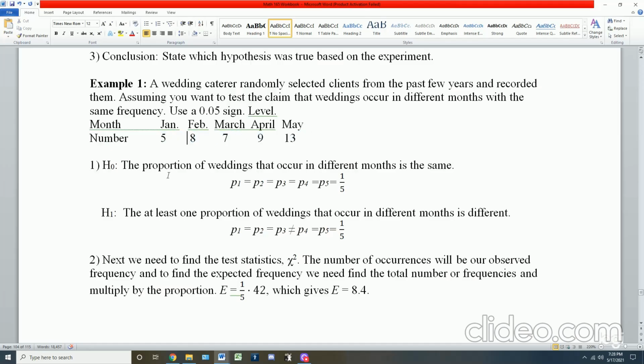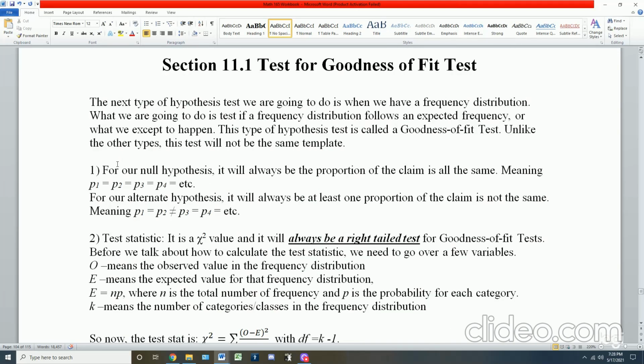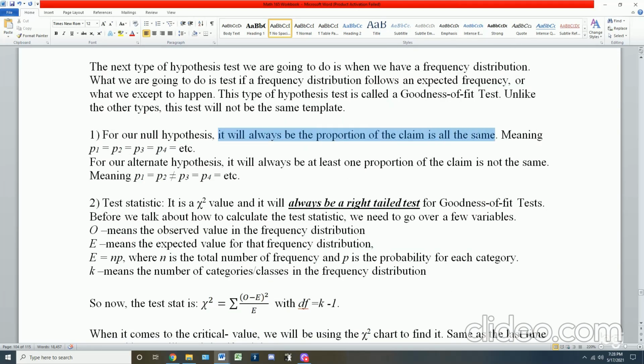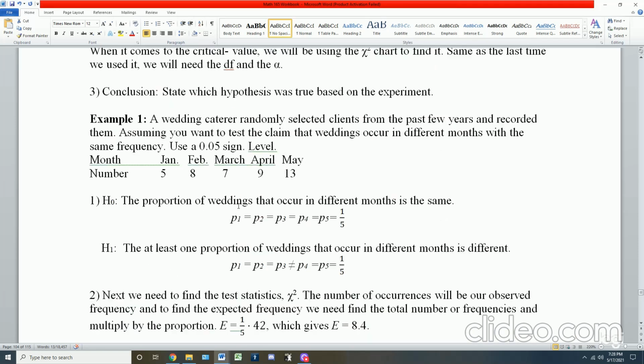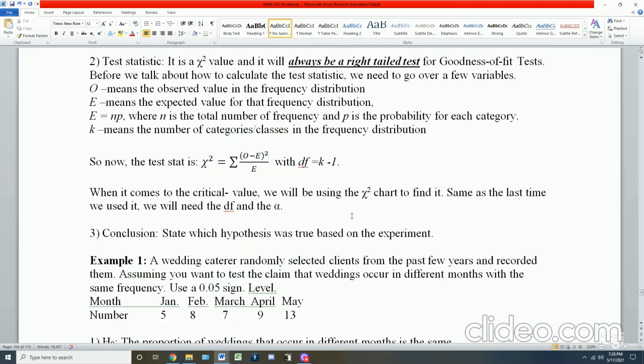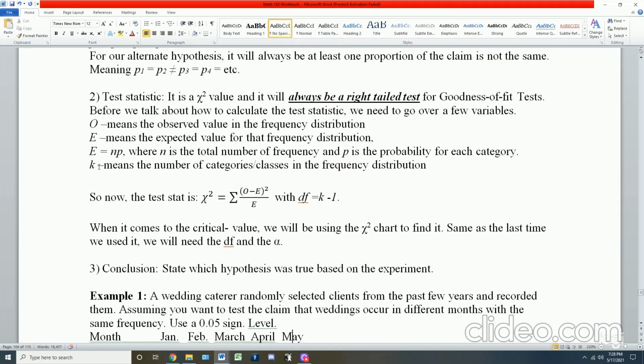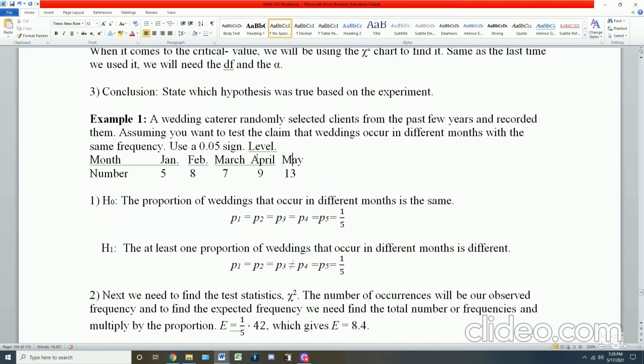Okay, so for our null hypothesis, we go back. It says we're always assuming the proportions are the same. So we're going to be assuming the proportions of weddings that occur in different months is the same, 20-20, so forth down the line. And in this case, since we have 1, 2, 3, 4, 5 categories, it's going to be 1 over 5. So we're assuming they're all the same proportion. It happens 20% of the time, no matter what month we're actually in. Okay, so that's what I mean by p is just 1 over k, the number of proportions we have, 1, 2, 3, 4, 5.